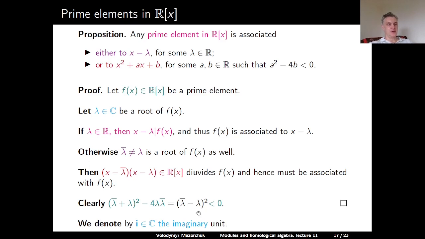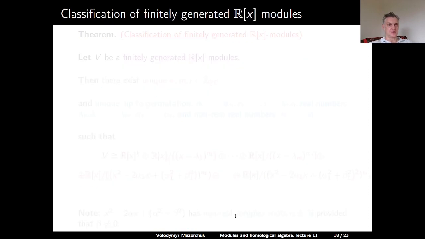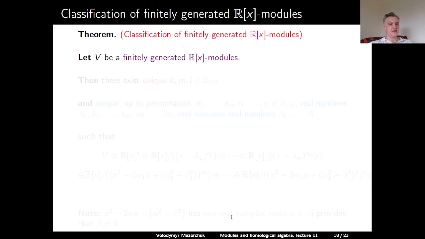And as usual, we denote by bold i the imaginary unit in the complex numbers. So now we can formulate the classification of finitely generated R[x] modules. Let V be a finitely generated R[x] module.